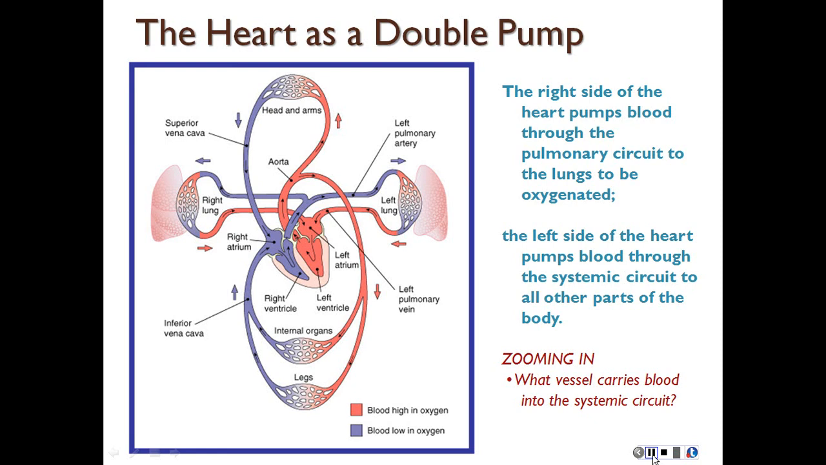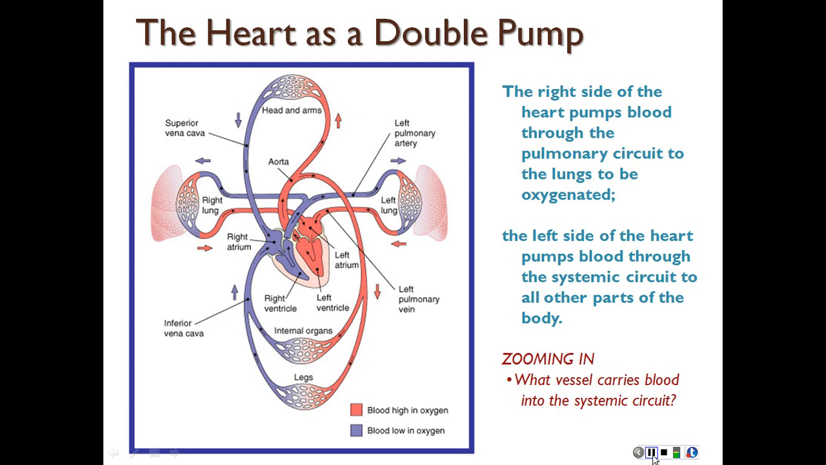All right, so the heart is a double pump. What you see here are the circuits, and notice the colors. Remember what we said the colors represent? When you see blue, what does that represent? Blue is oxygen poor or CO2 rich. Red is oxygen rich. So look at the sides of the heart.